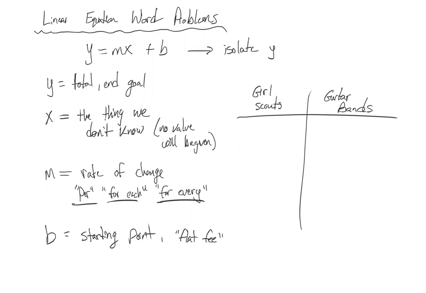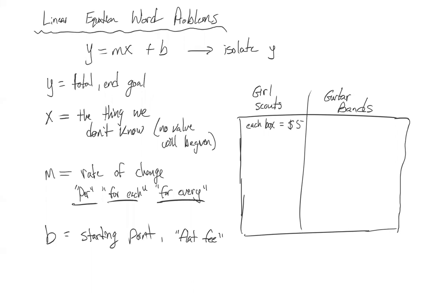That flat fee. All right, so if we're talking Girl Scouts, we're told that they are selling boxes of Girl Scout cookies, right? Each box costs $5. And they're just going to try and sell as many as they can, right? So let's go through this. And they want to keep track of the total money that they make in the end, right?